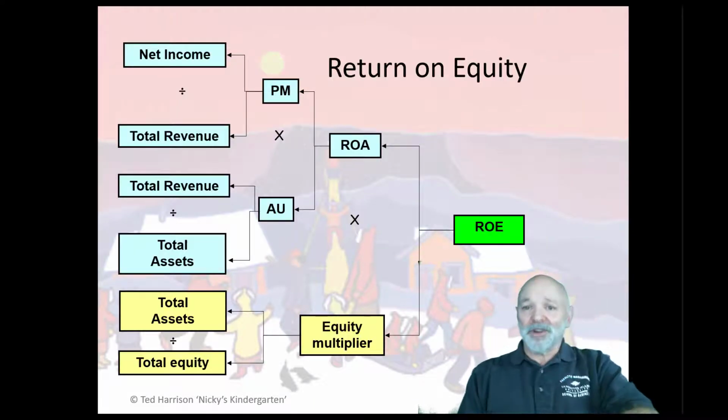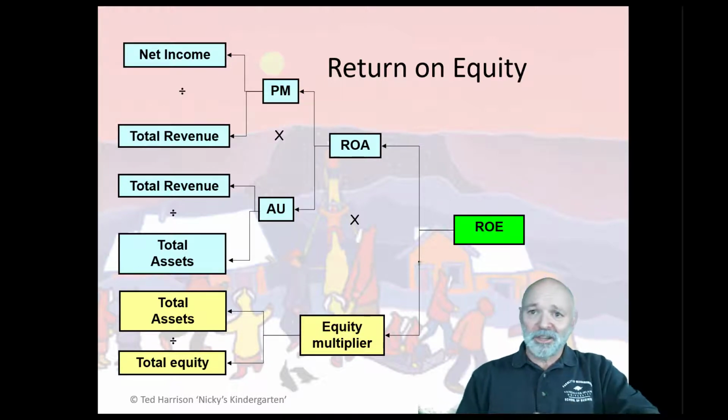Now, to get to return on equity, we expand this model a little bit more. We take the rate of return on assets, the blue boxes that we've already looked at, and we expand that by taking a look at the equity multiplier. Equity multiplier is simply the total assets, same number we used before, divided by the total equity. And so if a company has a high equity multiplier, essentially what they've done is they've said that we're using a lot of debt in our business and we're using financial leverage.